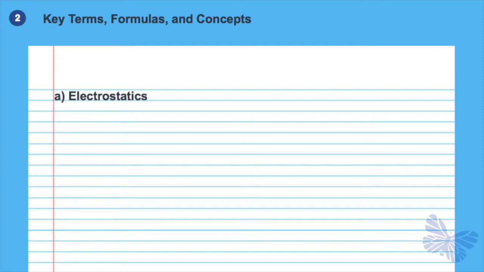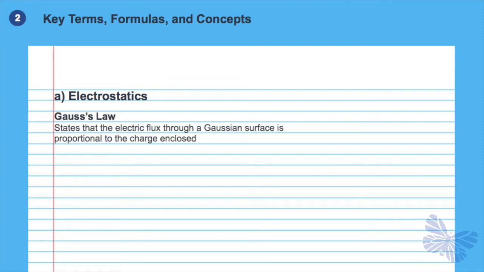So starting off with some key terms and formulas, the first topic that you guys cover in this class is electrostatics, and so the main formula for this is Gauss's law, and so this law can help you solve a lot of problems, and typically there's at least one free response covering it, so it's pretty important to have it nailed down.